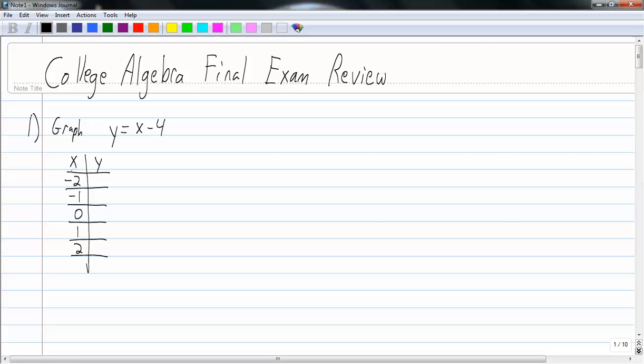And I'm going to plug -2 in for x right here. When I do, that'll be -2 minus 4, and -2 minus 4 is -6. So I put -6 right beside the -2. So that's an ordered pair. We have an ordered pair of -2, -6.